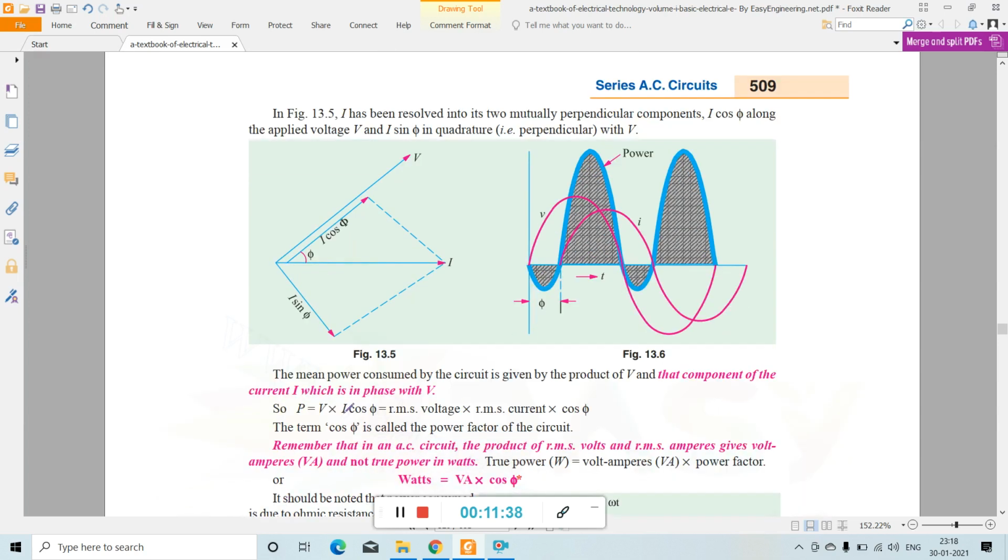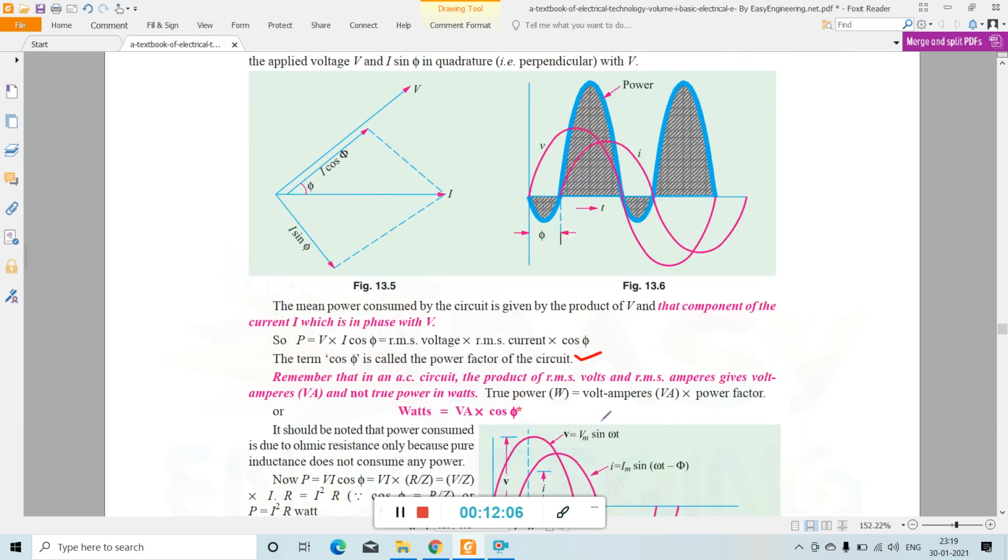So this is the voltage waveform, this is the current waveform, and this is the power waveform. The mean power consumed by the circuit is given by the product of V and that component of current I which is in phase with V. So P is equal to V into I cos phi. This is the RMS voltage, this is the RMS current, then cos phi. This cos phi is known as the power factor.